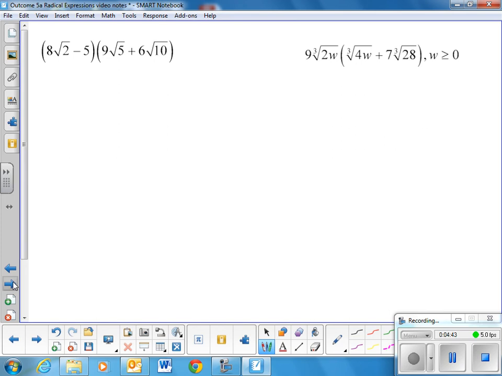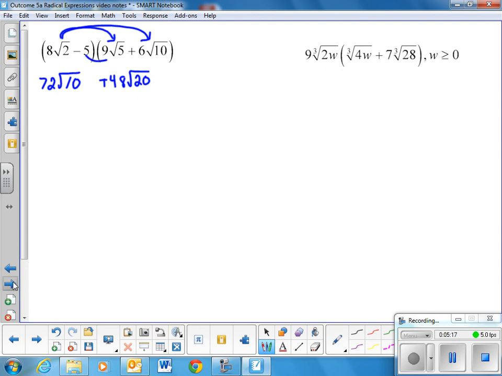In this next example, we have a binomial times a binomial. So 2 terms times 2 terms means we should have 4 terms in our answer. First one comes from multiplying the first 2 terms together. So 8 times 9 is 72. Under the root sign, 2 times 5 is 10. Then we do 8 root 2 times 6 root 10. So 8 times 6 is 48. Under the root sign, 2 times 10 is 20.